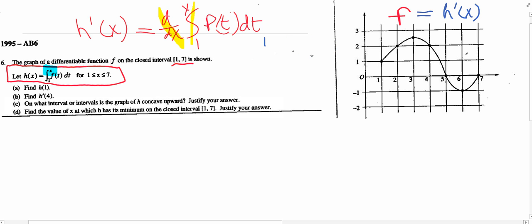Alright, so now that we have a little bit of understanding of that, let's go ahead and answer part A. Part A says find h of 1. Well, that's simply right off the graph, right? So h at 1 is this point right here, which is equal to 1. So there's not really any justification necessary on that. Just want to see if you can pick that off the graph.